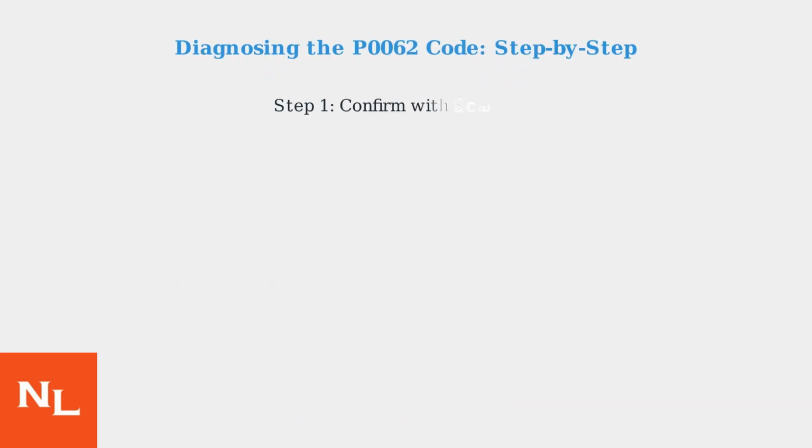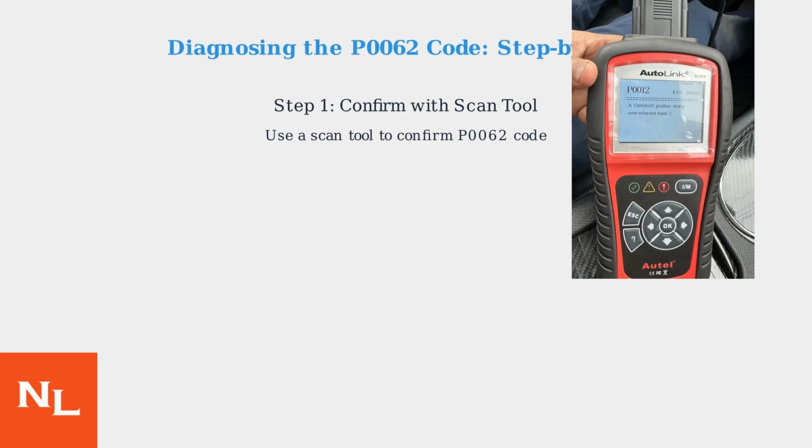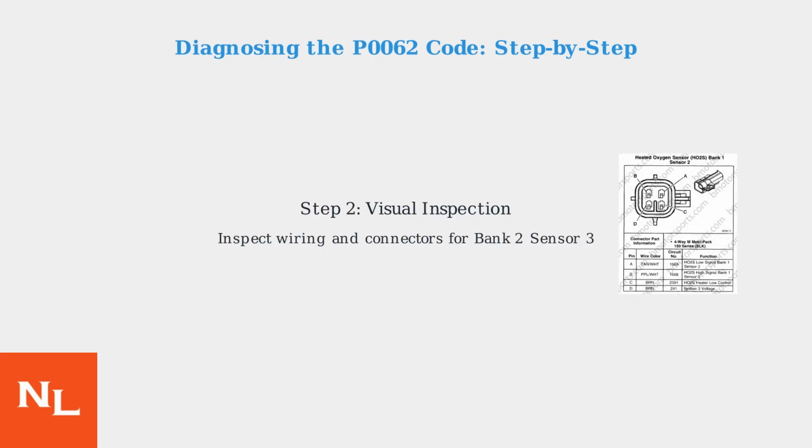Begin by using a scan tool to confirm the P0062 code. This initial step ensures you're addressing the correct issue. Next, visually inspect the wiring and connectors associated with the Bank 2 Sensor 3 oxygen sensor for any signs of damage, such as corrosion or wear.